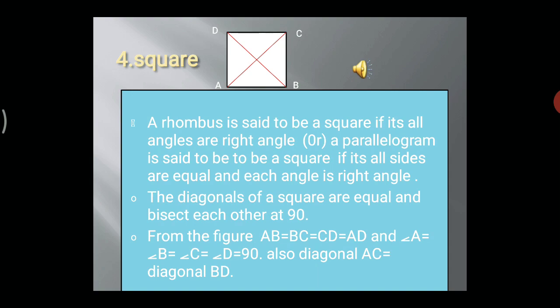Now dear students, let us understand the similarity and the difference between square and rhombus. Both square and rhombus are parallelograms. They both have equal sides, and the diagonals of both rhombus and square bisect each other at 90 degree. Now what is the difference between rhombus and square? In a rhombus, the angles can be of any measure, but in a square, each angle is 90 degree.